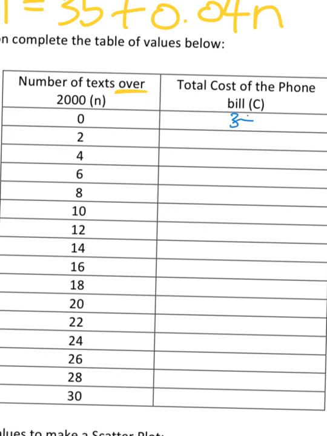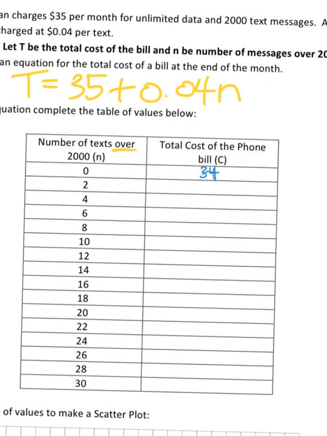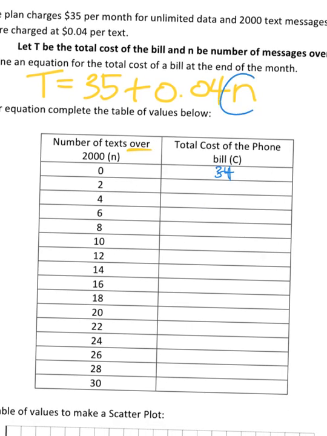34. Okay. If I go 2 messages over, I'm going to go 0.04 times 2. So just going back to that equation, and we're plugging in the 2 right there. So how much is that going to cost over my $35? 0.04 times 2. So it costs me 8 cents plus $35. So it's going to give me $35.08. This should be 35 here, sorry.